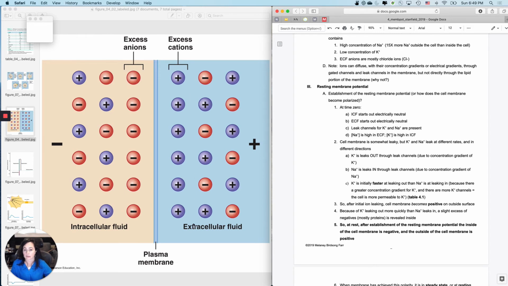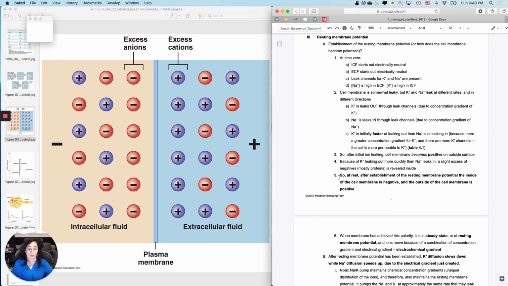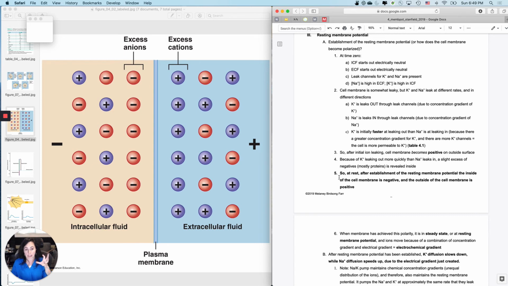So the extracellular fluid has a slight accumulation of positives. The intracellular fluid has slightly more negatives. And then what happens is they kind of attract to one another right around the cell membrane, like two magnets around a piece of paper. So after the initial leaking that occurs with those leak channels, the unequal leaking means that the cell membrane is going to become positive on the outside. It's going to become negative on the inside. And so now what we have is an electrical gradient, an electrical charge on the cell membrane.